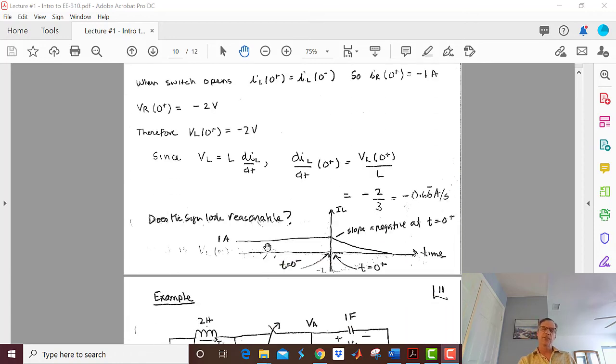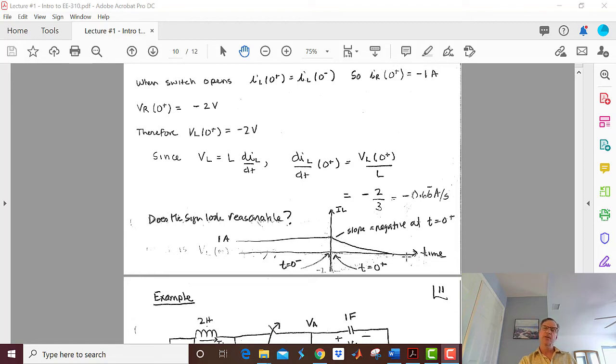I always like to look at graphs of things to make sure things make sense. Here's the current in the inductor, and it starts off at 1 amp. And look, I'm drawing t equals 0 minus here. This is right before that switch opened up. So here's t equals 0 minus. Here's t equals 0 plus. At t equals 0 plus, the current doesn't change, but the derivative changed, and here it is. It's minus 0.66 amps per second. So that's the slope at this point right here.